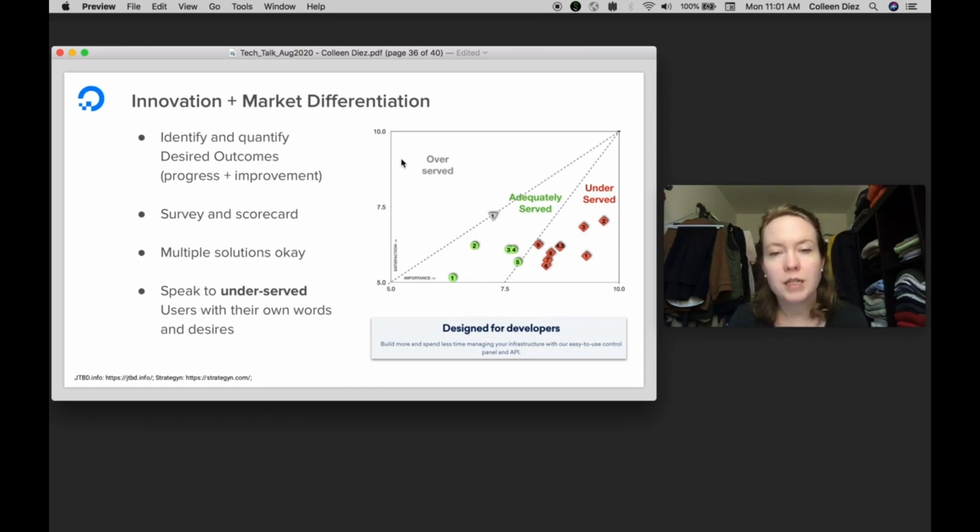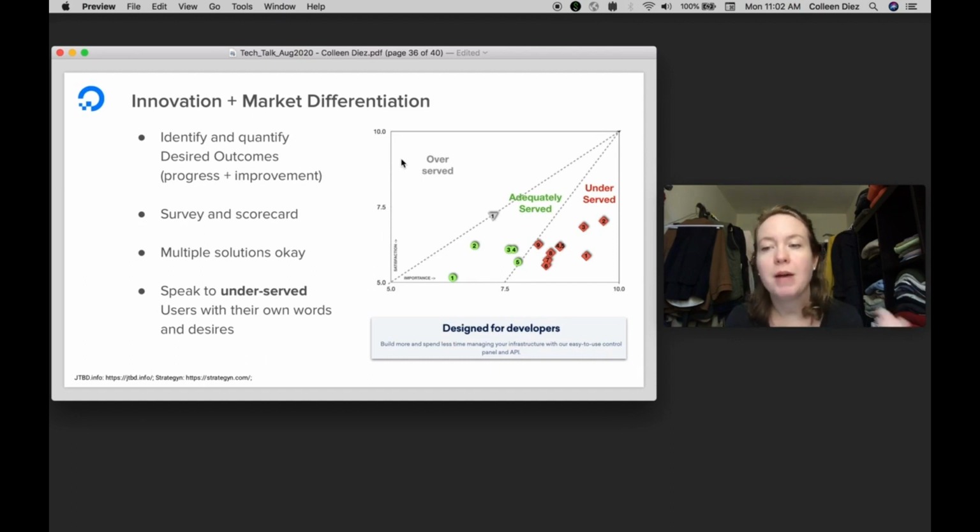So we actually use a survey and scorecard for this. And you can get a sense of how the results can be displayed over on the right here. You can view these in terms of where customers are underserved, adequately served, and overserved by the market. So on the bottom, on the x-axis, you're looking at the importance of those desired outcomes for your customers. So customers are being asked, how important is this outcome for your daily work? And then on the left, on the y-axis, you're looking at their actual satisfaction with market solutions.